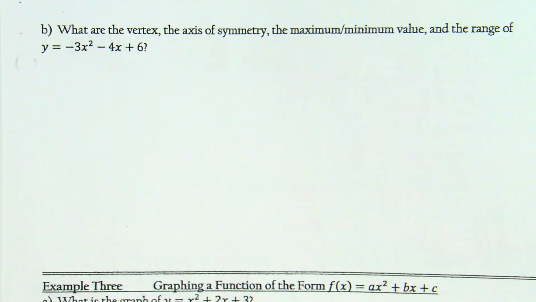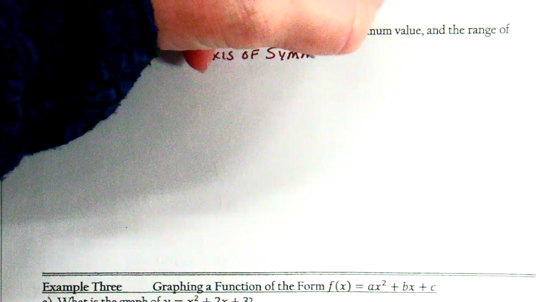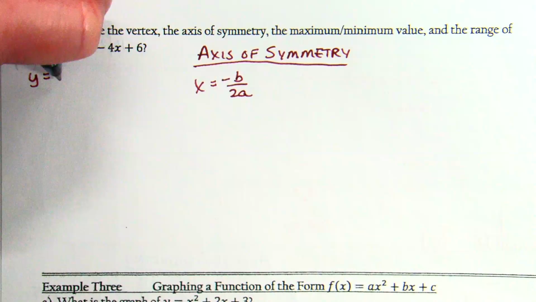Now I'm going to backtrack for a moment. I'm going to identify my ABCs. Remember, this original equation is in standard form, yes? ax squared plus bx plus c. So what are my ABCs? A is -3, B is -4, C is 6.